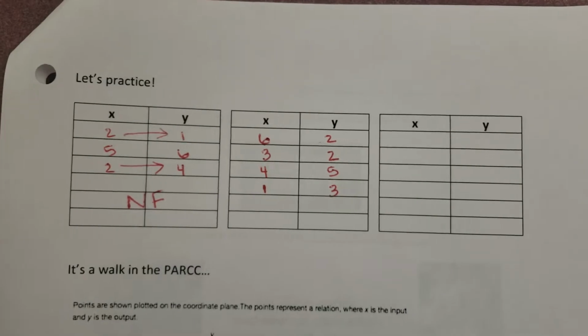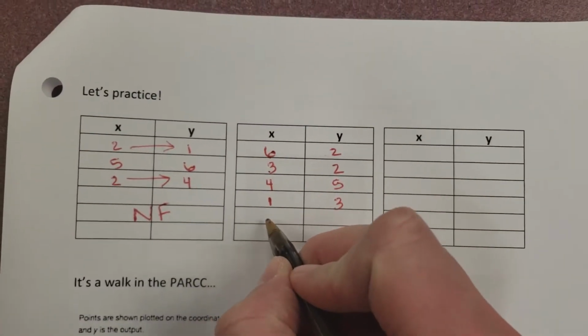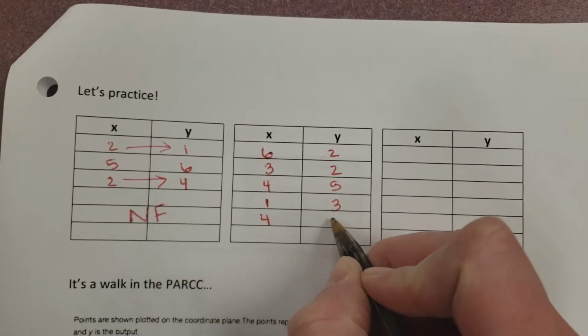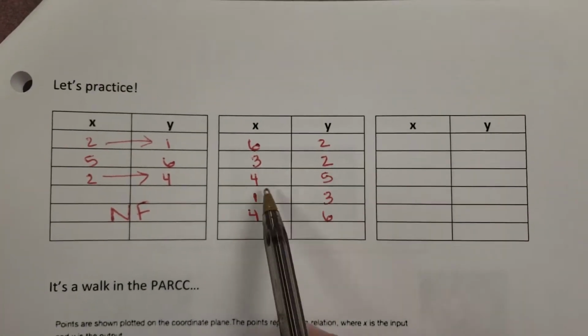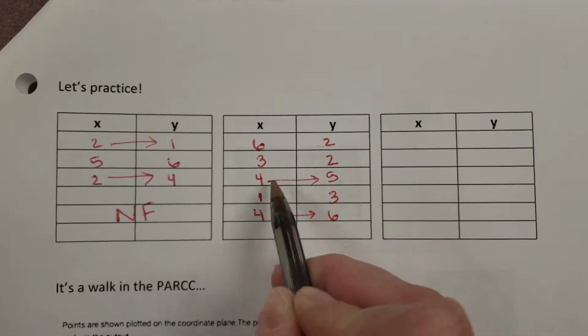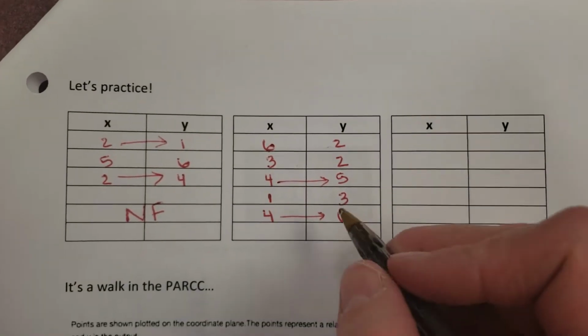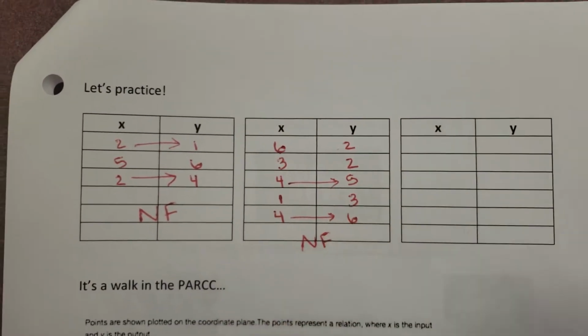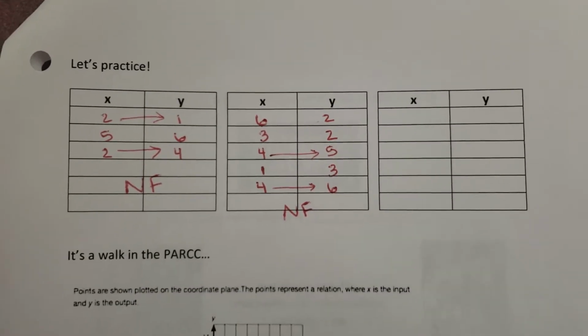So pretty soon here we're going to get something. Oh, there we go. I have 4 and 6. Okay, is this functional? No, it's not. 4 is with 5 and 4 is with 6. 4 can be with 5 or with 6, but not with both. So at this point, it becomes no longer functional. All right, let's try one more.